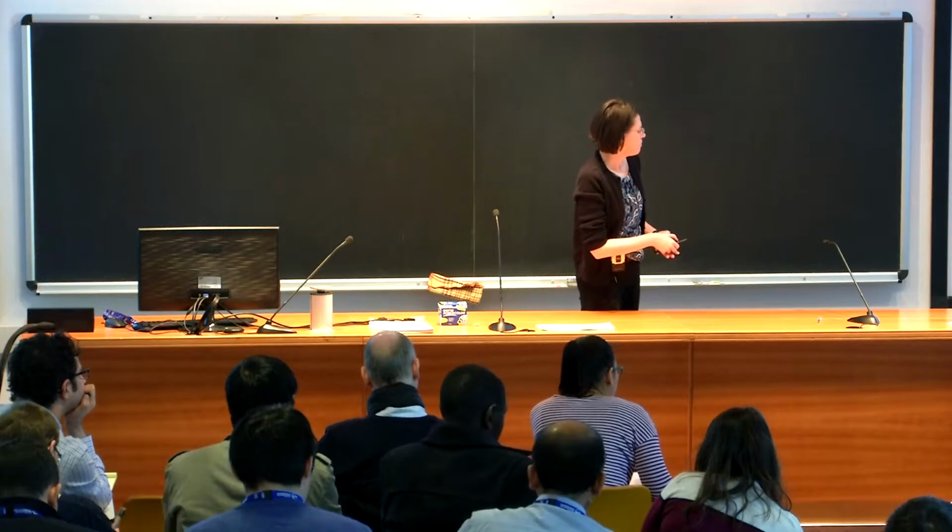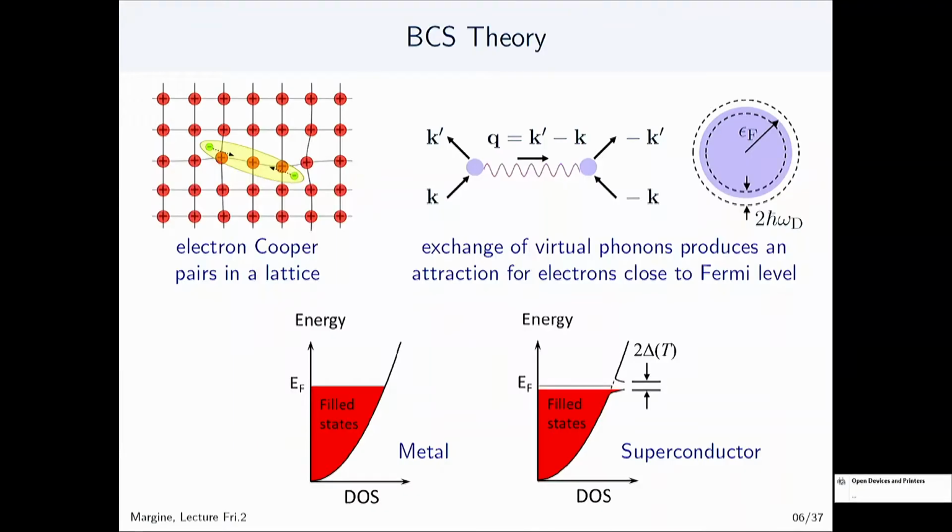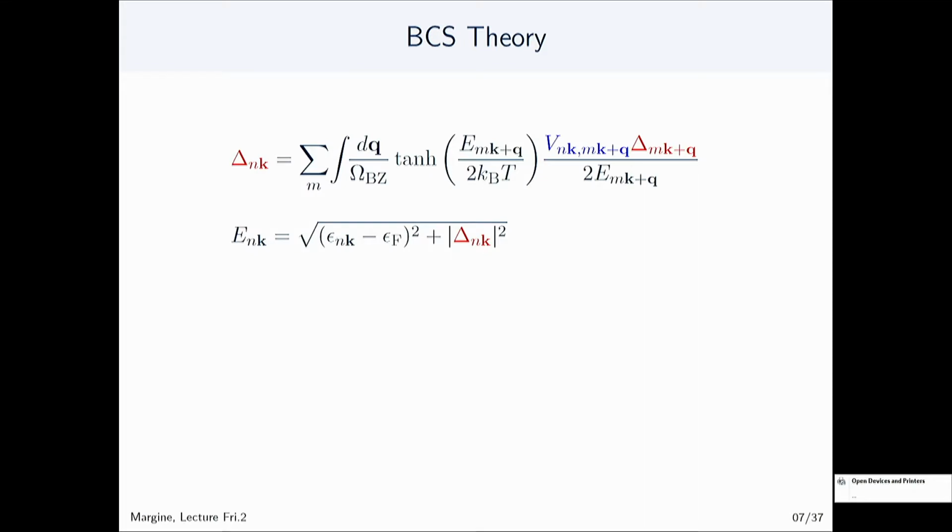Okay, so we can move a bit further, and now it will start becoming more formal with the theory and introducing some equations. Basically, this superconducting gap can be obtained if one solves what is called the BCS gap equation. In this formula, you will see that there are a number of indices, but it's quite simple.